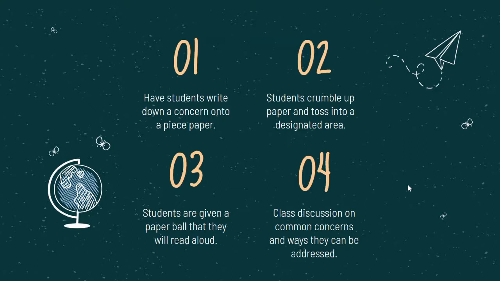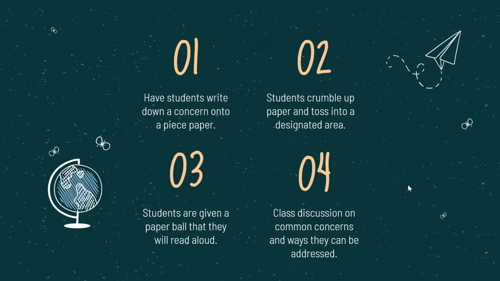Quite simply, you have students write down their concern onto a piece of paper. Maybe it's a question. This could be a really great review activity as well if you wanted to do this before you have an assessment to see what students are still really confused about. Maybe they can write that confusing topic or what they need more clarification on a piece of paper. They do not put their name on it. This is going to be completely anonymous. And they crumple it up.